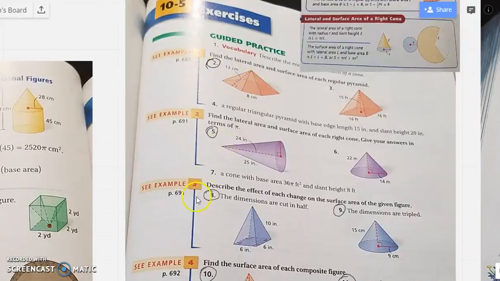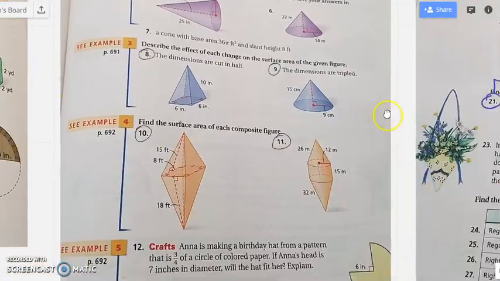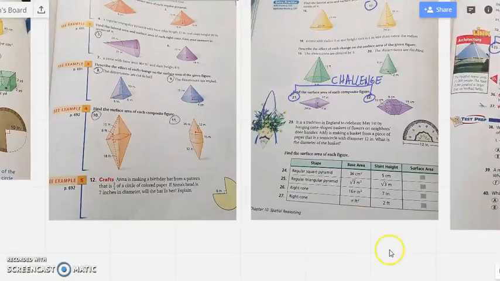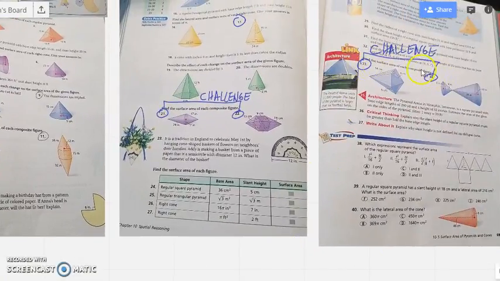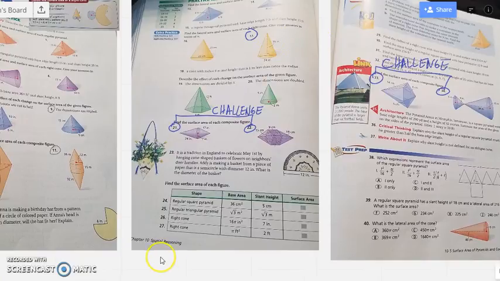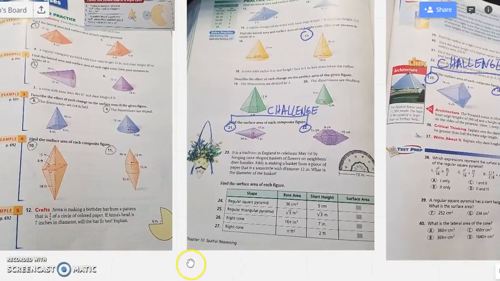And then for during class, I want you to calculate these guys: number 2, number 5, number 8, number 9, number 10, number 11. 21 and 22 are a challenge. 33 and 34 are a challenge, and then number 17. So I try not to give you a whole bunch of problems.